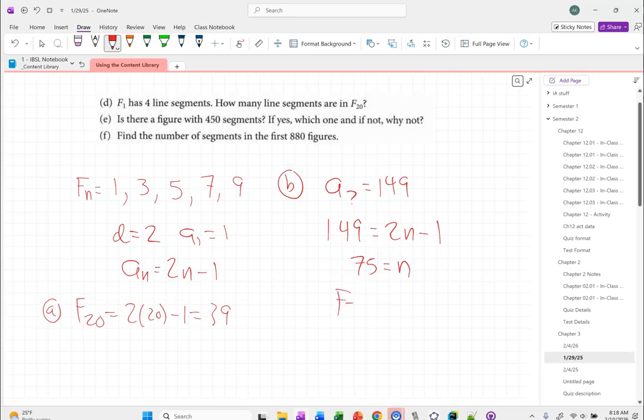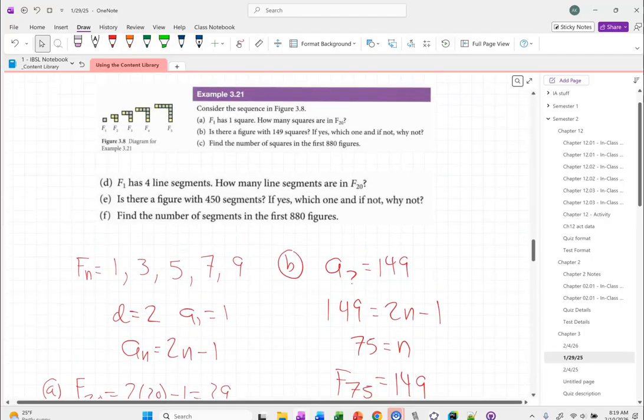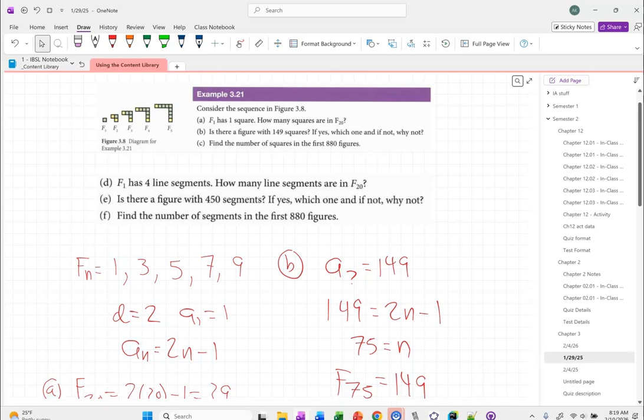So I could write F75 is equal to 149. Everybody okay with that? Now you could count that off too if you wanted to, like 1, 3, 5, 7, and just kind of keep track. But like stabbing in the eyeballs, I don't want to have to do that. It sounds so tediously boring and time consuming, and I've got a lot of better things to do. Part C says find the number of squares in the first 880 figures.